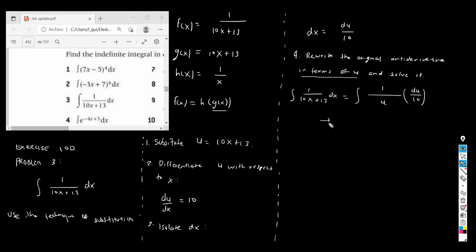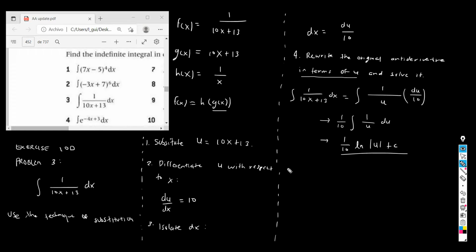And then you go on and solve this particular antiderivative. So let's do it. Let's solve this one. You have this constant, which is 1/10, so take it out of the antiderivative like so. And then make use of the formula to get the antiderivative of 1 over u, which is the natural logarithm of the absolute value of u plus c. So there you go. You have already solved this antiderivative, and the answer is this one.